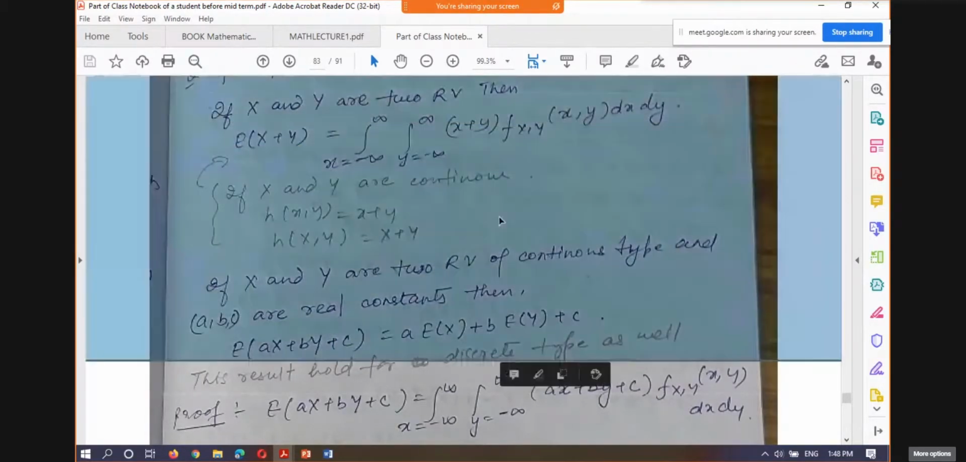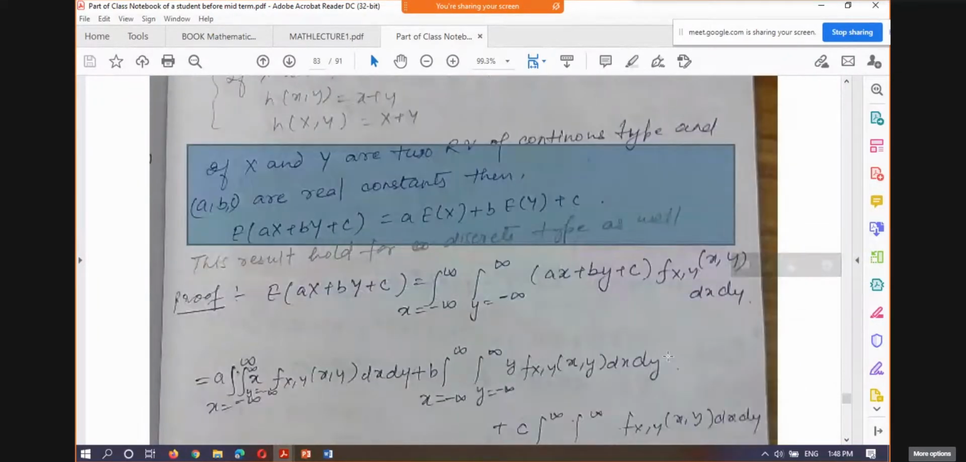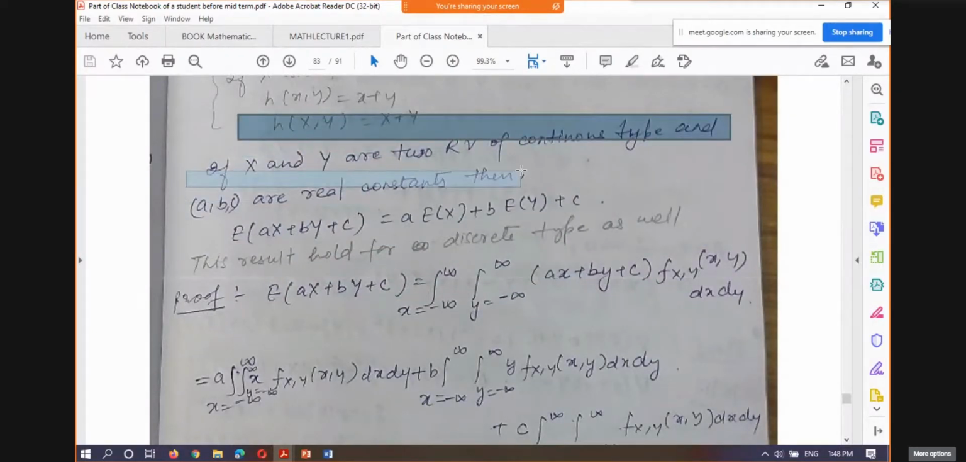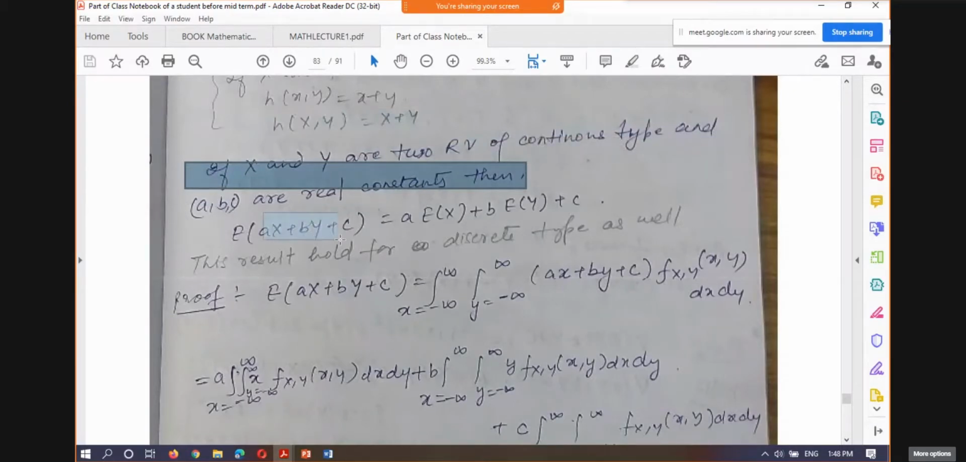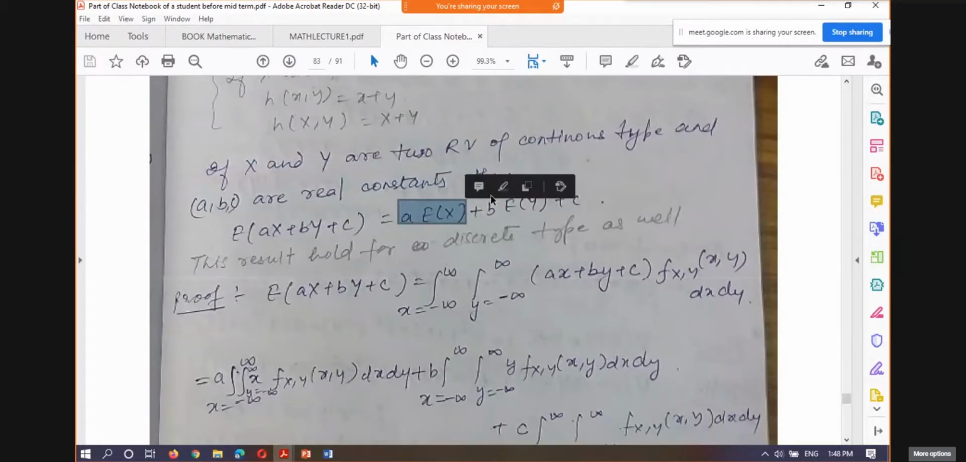So instead of this limited case, we are going to provide a more generalized result. This is that if x and y are two random variables of continuous type and a, b, c are three real constants, then the expectation of ax plus by plus c is equal to a times the expectation of x, plus b times the expectation of y, plus c. So this we have to prove.